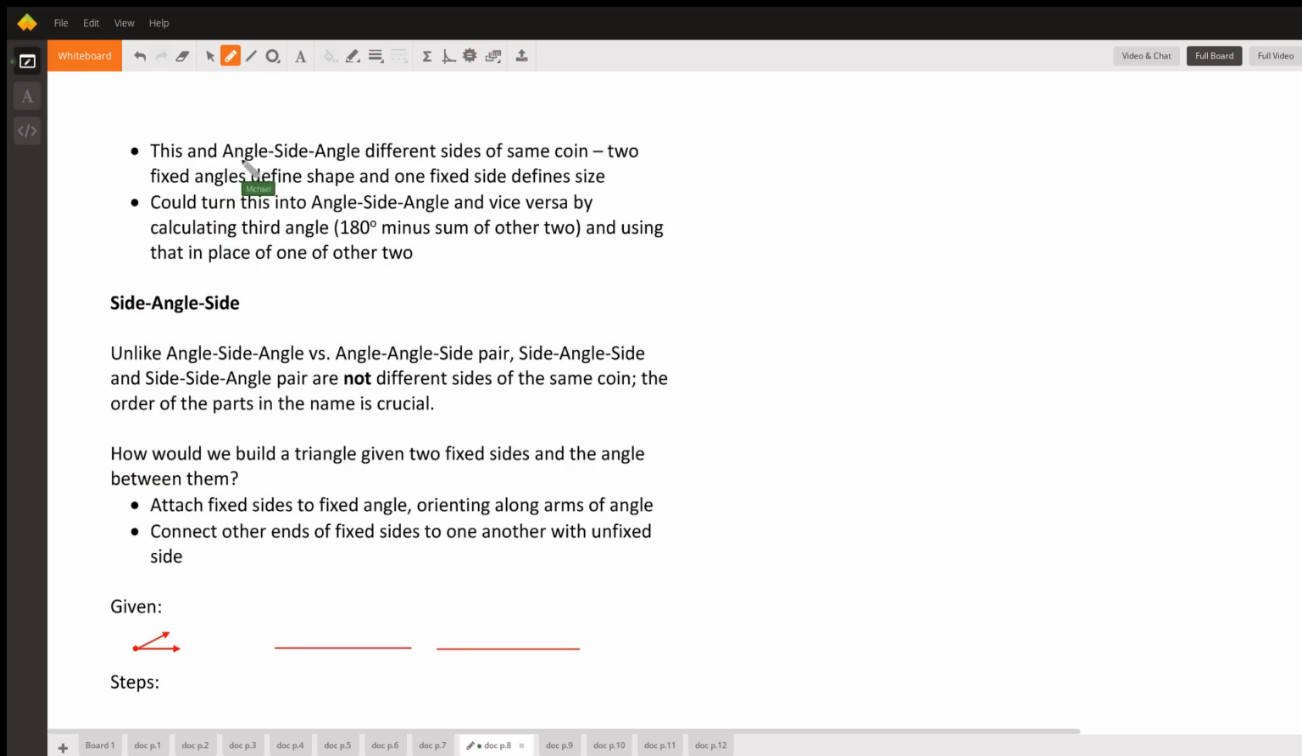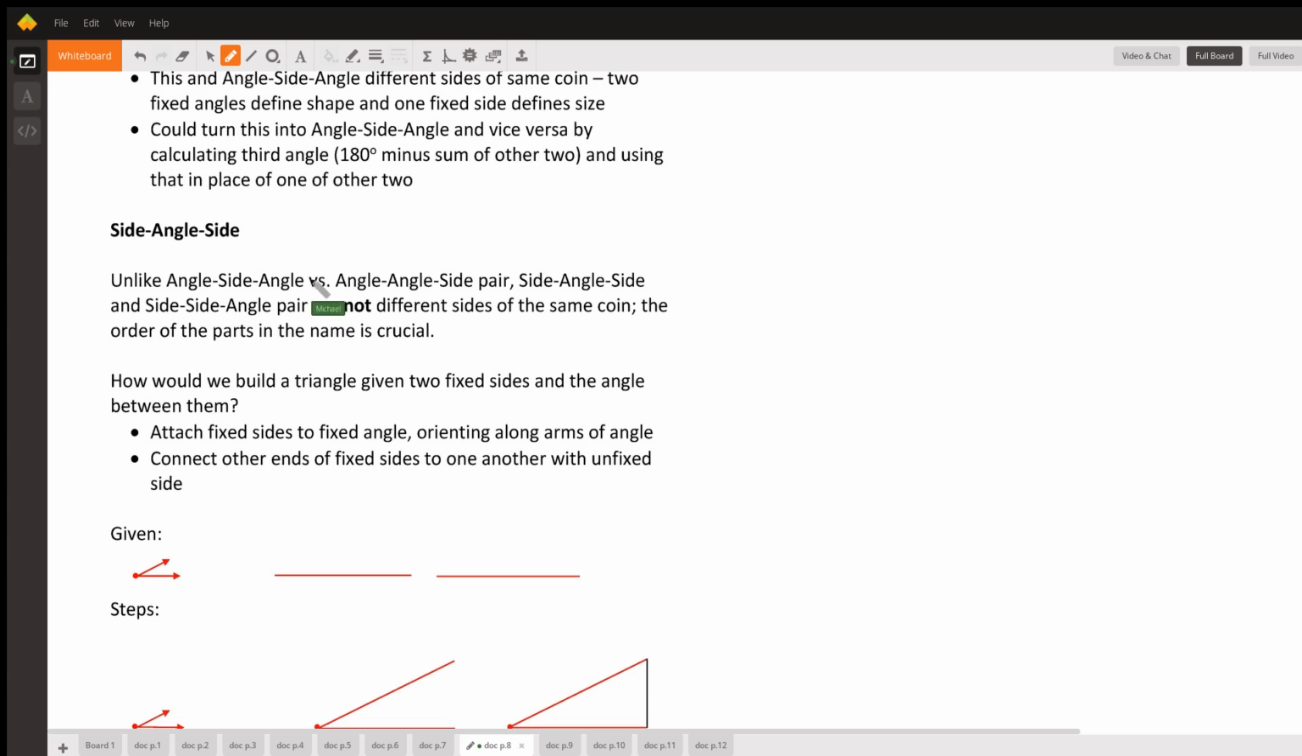Now, those last two are kind of different sides of the same coin. Two fixed angles define the shape. One fixed side defines the size. You could turn one into the other by just calculating the third angle and then using that in place of one of the other two, if you wanted to turn angle side angle into angle angle side and vice versa.